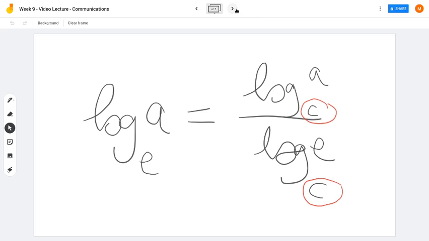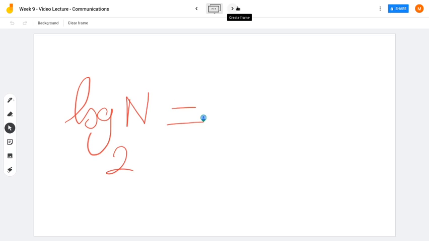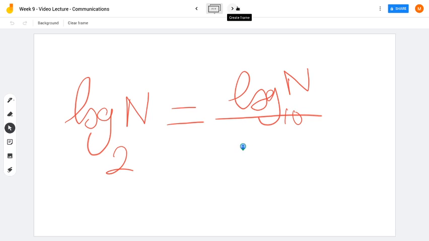In other words, if you want to compute log of the number of levels, I will call it N, to the base 2, it's simply log N to the base 10 over log 2 to the base 10.